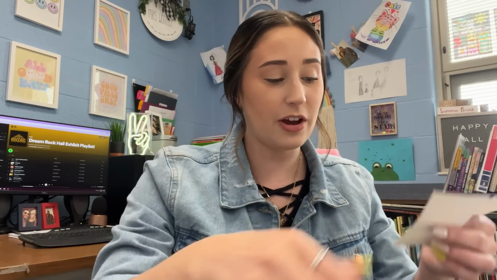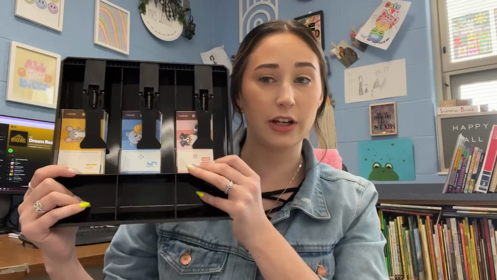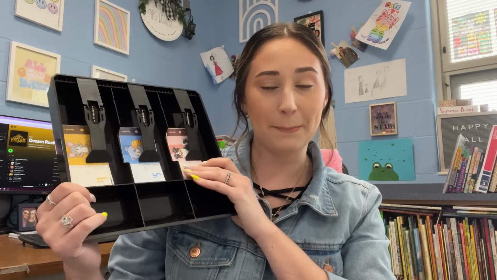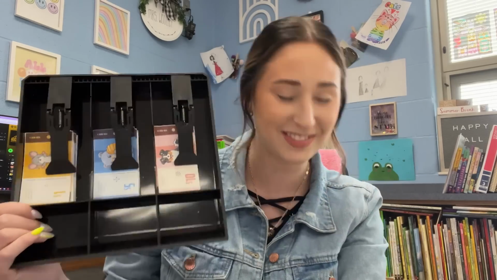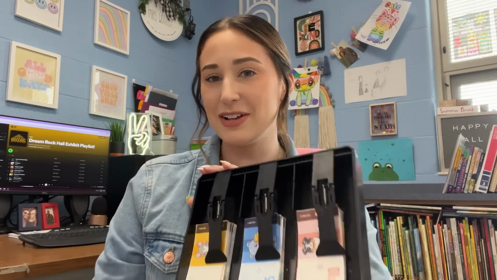But we have the 1, the 5, and the 10. And of course, I couldn't just put them in little baggies like a normal person. I had to actually go and buy a little money drawer to keep in my room. I'm so extra. So I have my little money drawer, and that's where I keep all of the money when it's not being given out to the students.